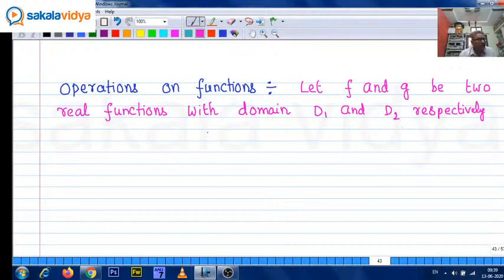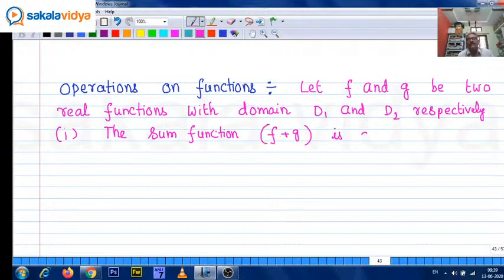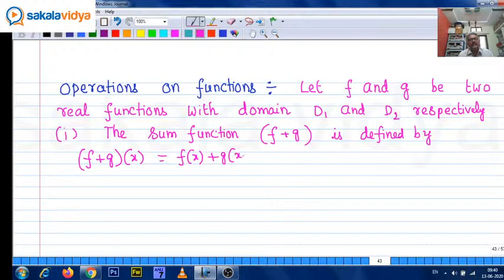So next, first one, the sum function. Can two functions be added? We get a new function. If you add the two functions, we'll get another function. That function is called the sum function, f plus g. F plus g is defined by f plus g of x equals f of x plus g of x. Two functions are added. Here, for every x belongs to d1 intersection d2.